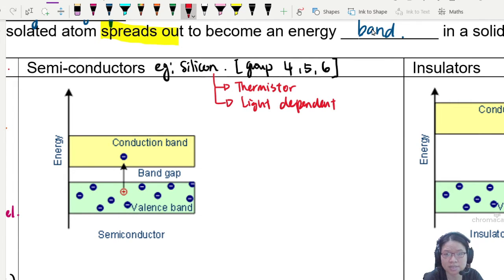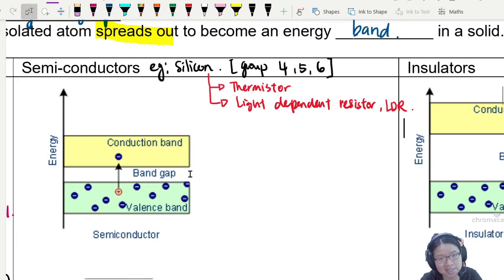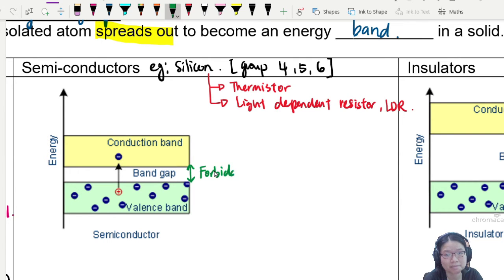Oh, miss, are these the sensors in your op-amp? Yes, LDR. Okay, so what is the difference for this energy level band compared to the conductor? I think the first thing you notice is that there is a gap. Do you want to guess the name of this gap? Okay, this gap here is the forbidden band, meaning no electron can be here.